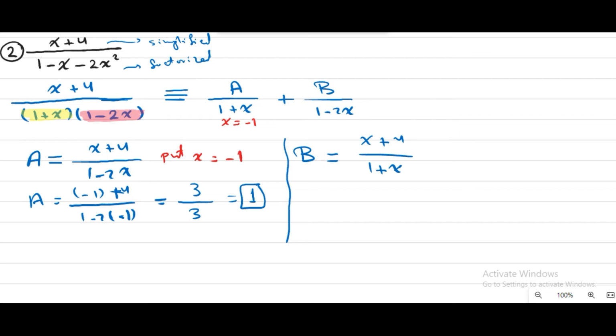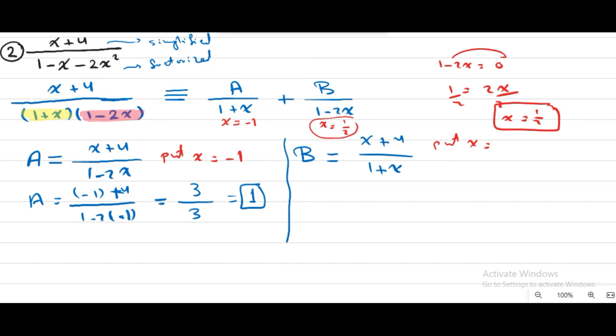And here the same with A. Put x equal what? What is the value which makes this factor equal 0? X equal 1 over 2. How to find this value? Here in draft, put 1 minus 2x equal 0 and solve the equation. So 1 equal 2x, over 2 over 2, then x equal 1 over 2. So if we put this expression equal 0, find the value of x. This is the value which will be put in the place of x in this expression.